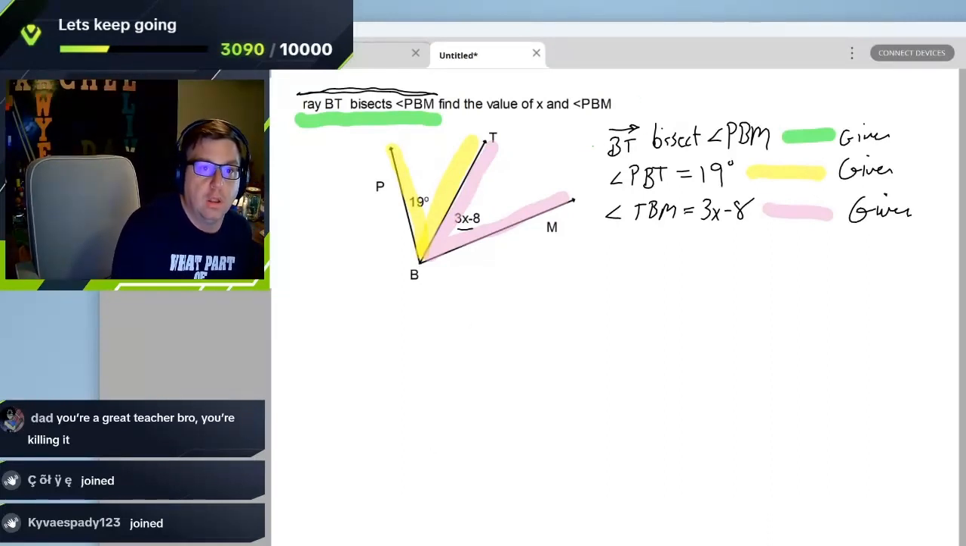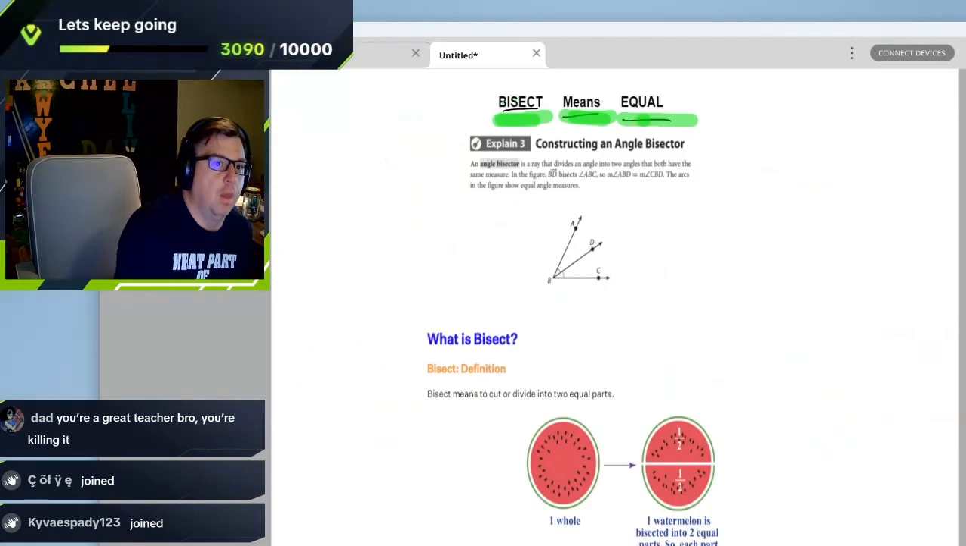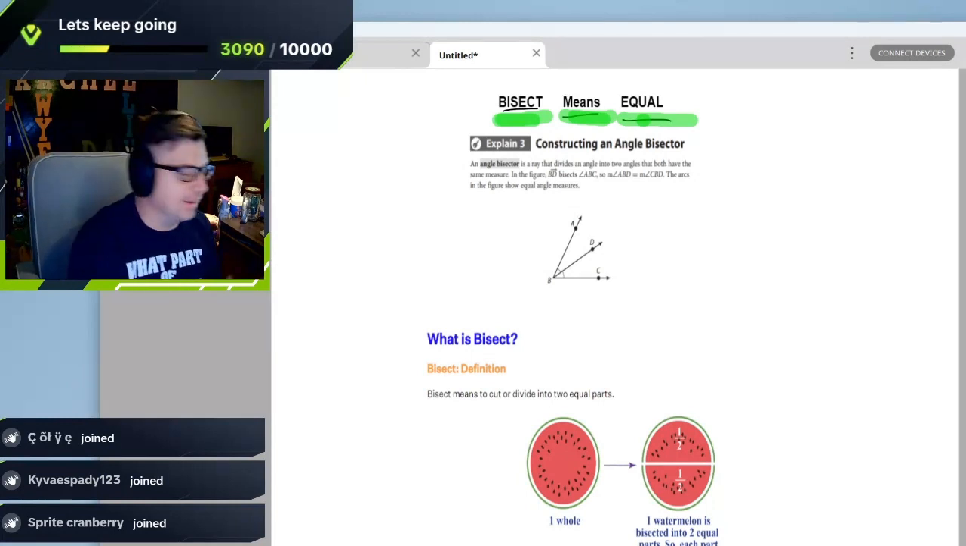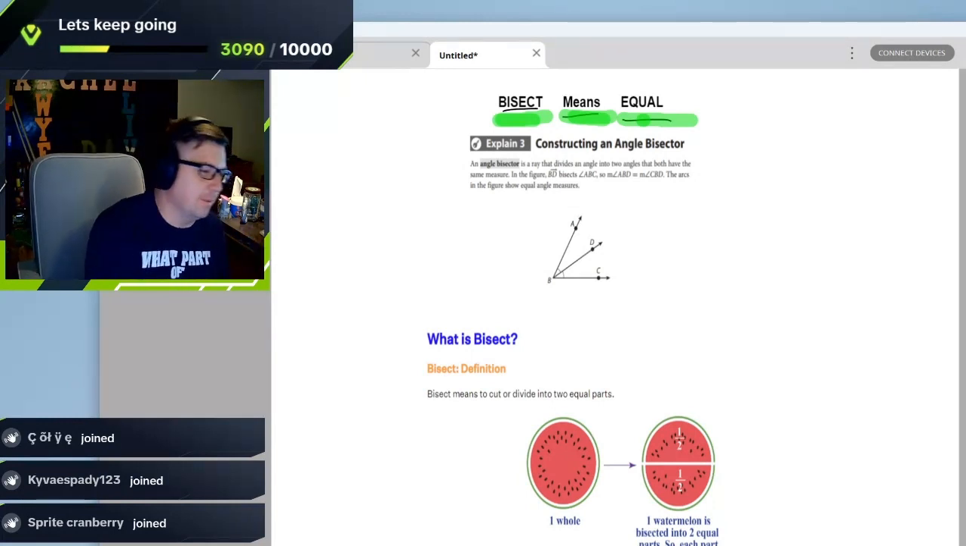What was the green? The green is the bisector. So how can we use that bisector? Well, bisector means equal.